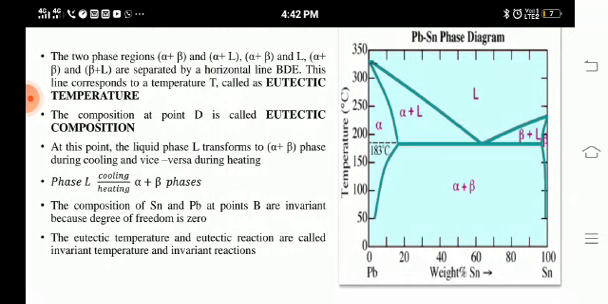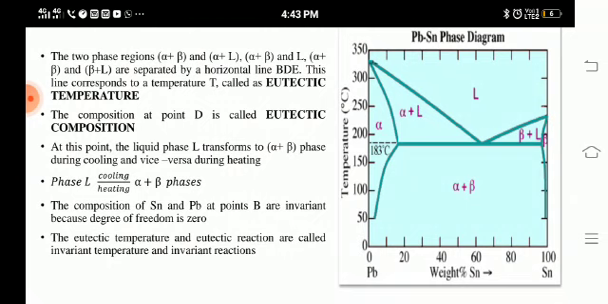Alpha plus beta and beta plus L are separated by a horizontal line, that is BDE. This line corresponds to a temperature called the eutectic temperature, and the composition at point D is called the eutectic composition. Here alpha is the lead-rich solid phase, beta is the tin-rich solid phase, and L is the liquid where both are in liquid form.